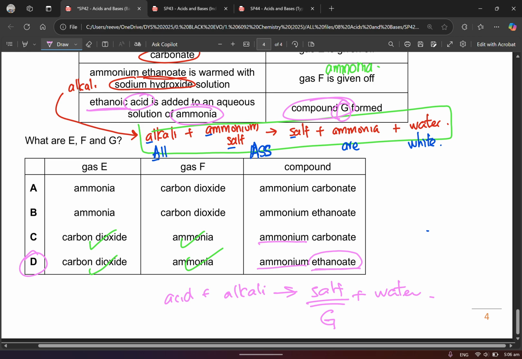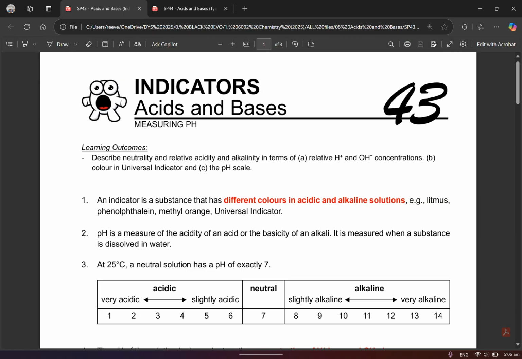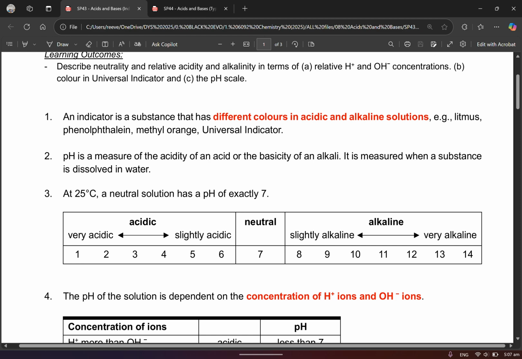I will move on to the number 43. Let me close this one. Okay, so for number 43, you can get your notes ready lah. It's indicators. Okay, indicators is a chapter whereby you just memorize. Nothing much to talk about.